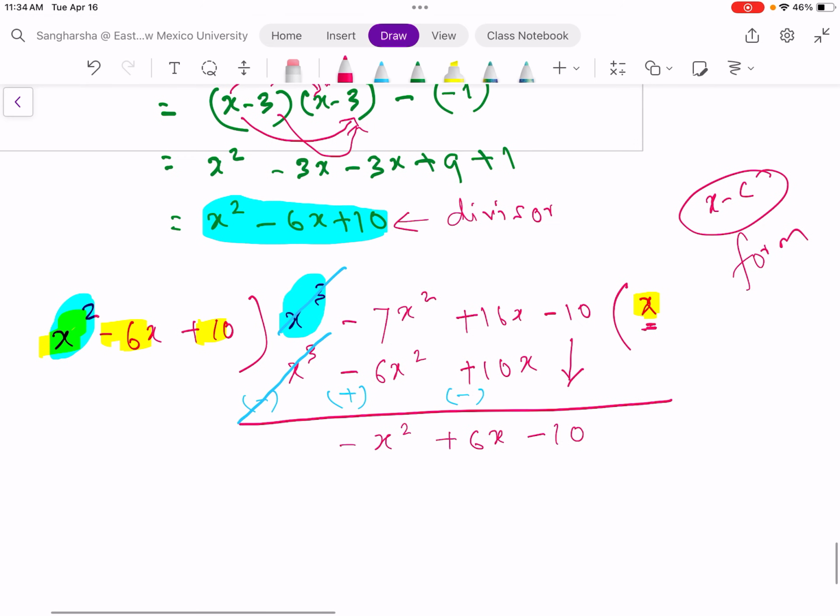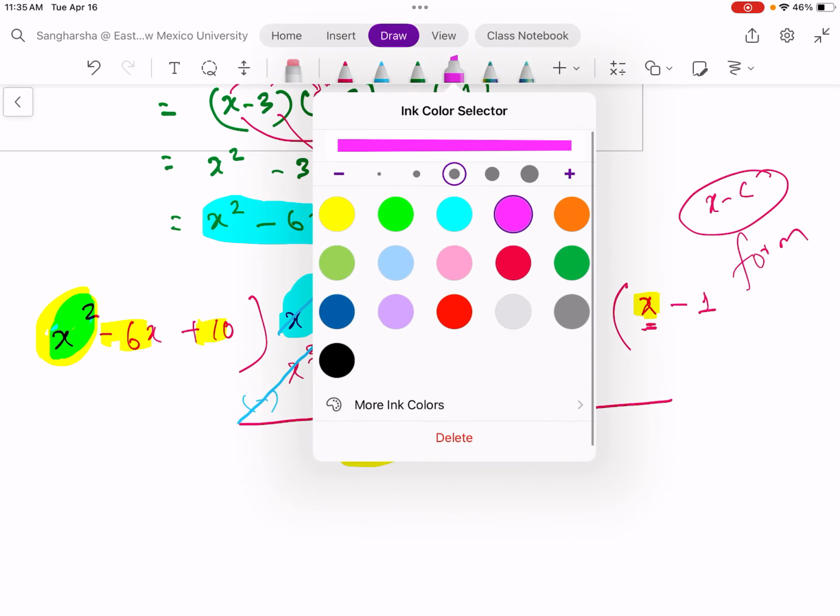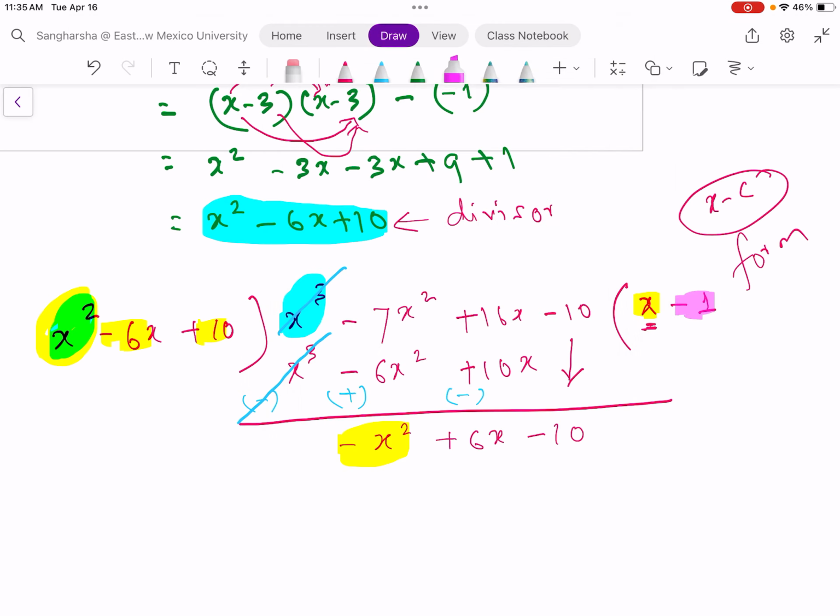We repeat the process. So you divide the first term, negative x squared, by positive x squared. And what do we get? Negative x squared divided by x squared, we get negative 1. Now we multiply this negative 1 and every term of this divisor.